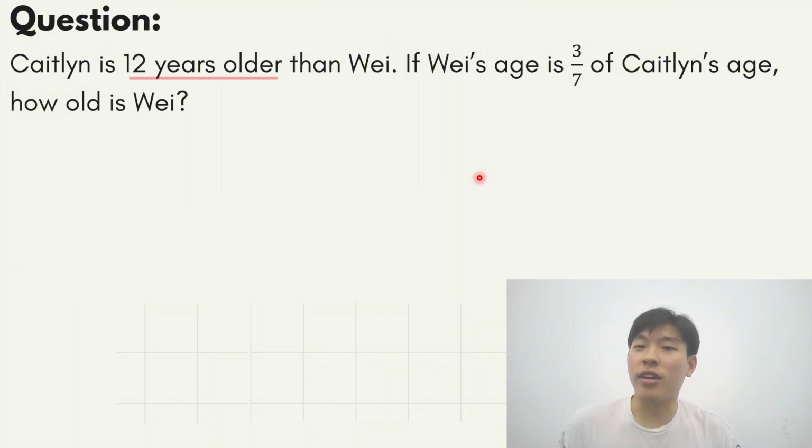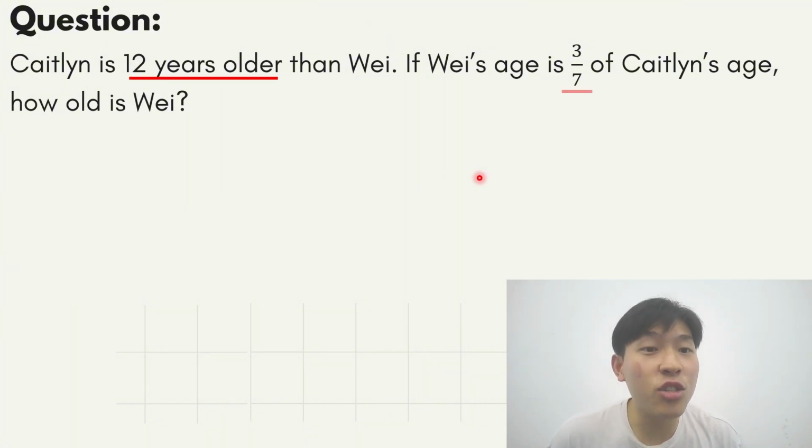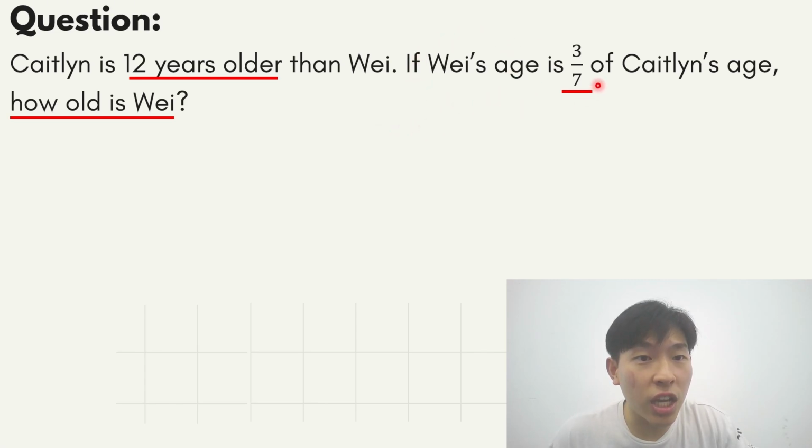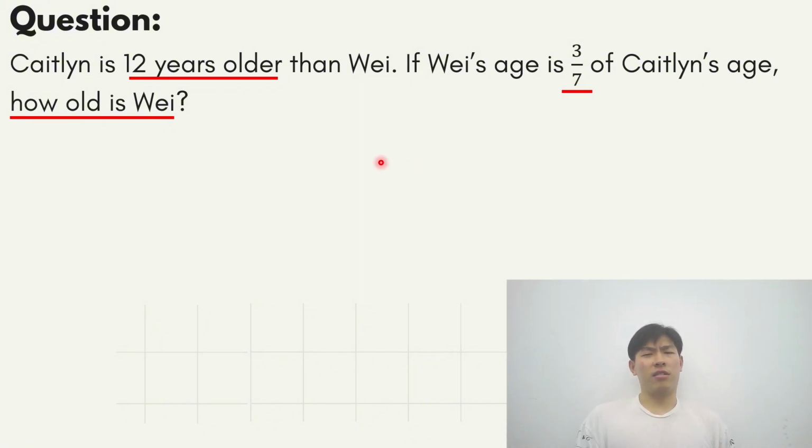Kaylin is 12 years older than Wade. If Wade's age is 3 out of 7 of Kaylin's age, how old is Wade? First thing, whose age is older? Wade or Kaylin? Very nice, it's Kaylin. Kaylin is 12 years older than Wade. Then we know that Wade's age is 3 out of 7 of Kaylin's age. So how do we solve this?